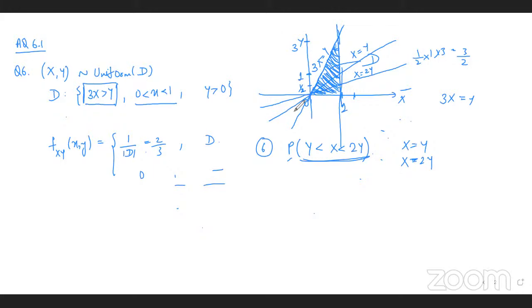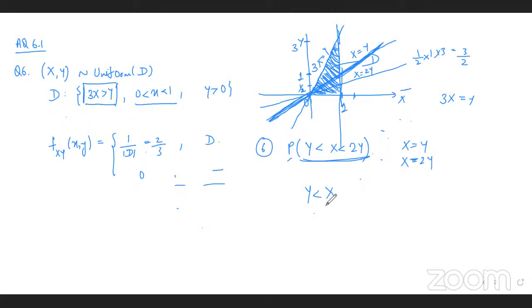So this line over here, okay, this is x equal y. So x should be greater than y. So what area should I shade? x greater than y. Let's just look at x greater than y. So what area should I shade?